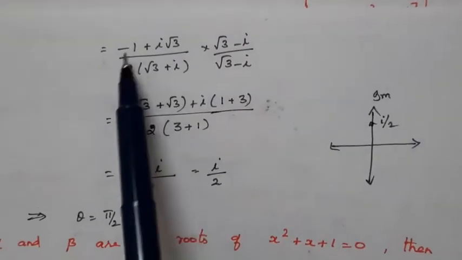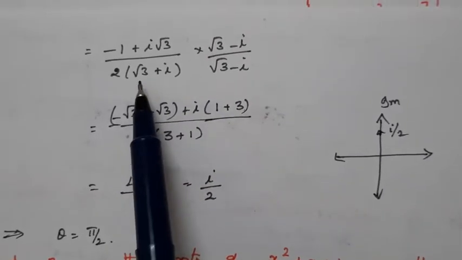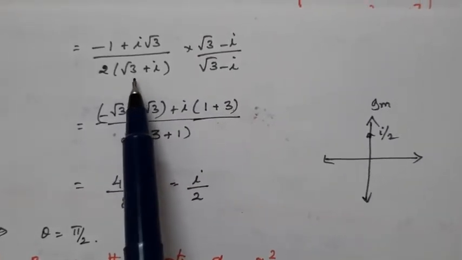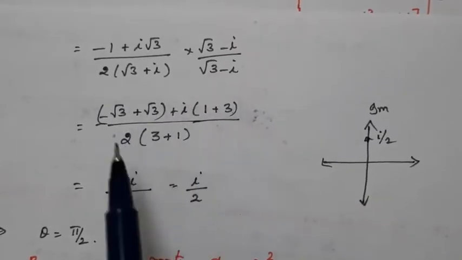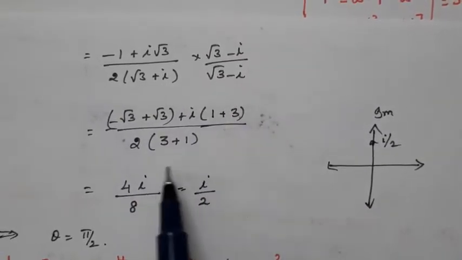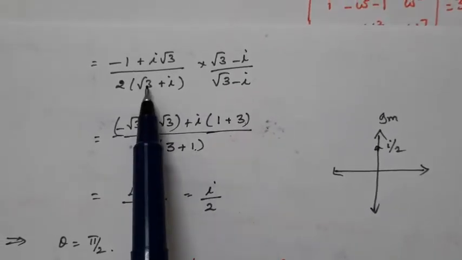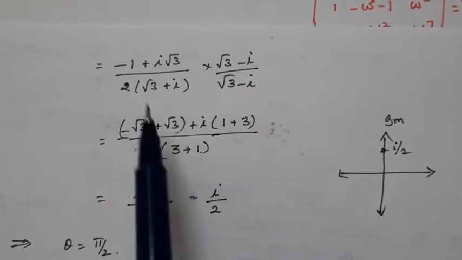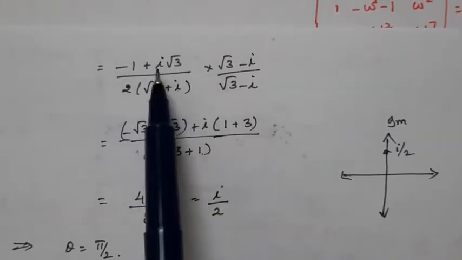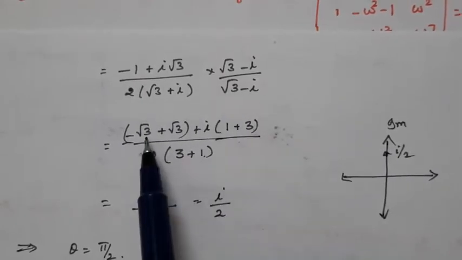So again still it is not in the standard form. So let us multiply and divide by the conjugate of the denominator. So the conjugate of the denominator is root 3 minus i. So what happened to the denominator now? 2 into root 3 plus i into root 3 minus i is nothing but 3 plus 1. Square of root 3 is 3. So 3 plus 1. And then again using the rule of multiplication, real into real, that is minus 1 into root 3, is minus root 3.